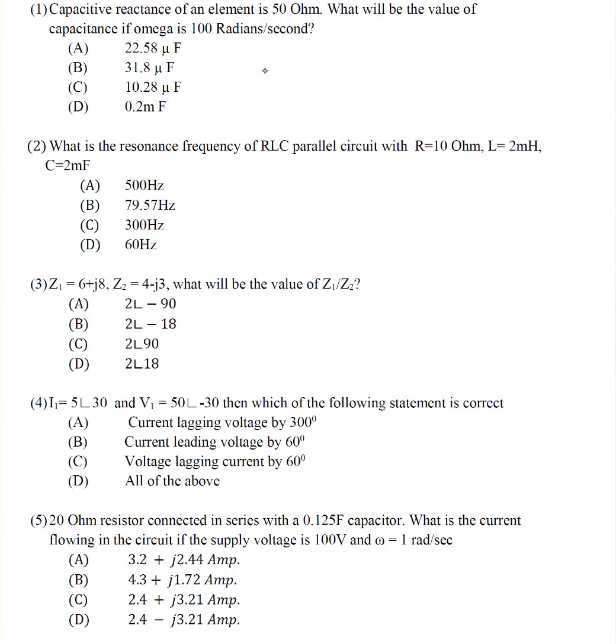So basically he gave us XC equal to 50 ohm. XC is nothing but 1 over omega C. He gave you omega values, so he's asking about C value. C equal to 1 over 50 times 100, so it's 1 over 5,000. So can I put that as 10 to the power of negative 3 over 5? 1 over 5 is nothing but 0.2, so 0.2 millifarad.